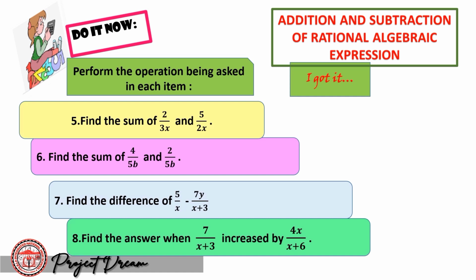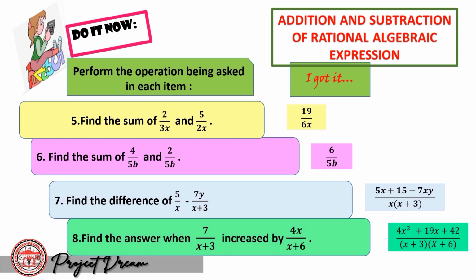Alright, time is up. Let us check your answers. Number 1 is 19 over 6x, 6 over 5b for number 2. Number 3 is 5x plus 15 minus 7xy over x times (x plus 3). And the last number, number 4, is 4x squared plus 19x plus 42 over (x plus 3) times (x plus 6). Congratulations, my dear students. Job well done.